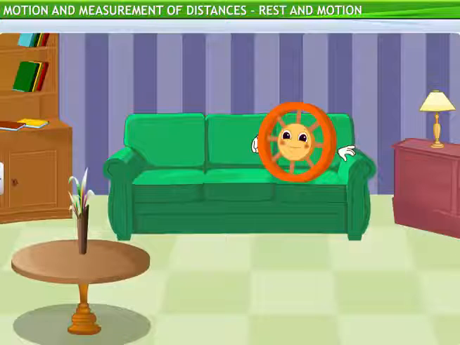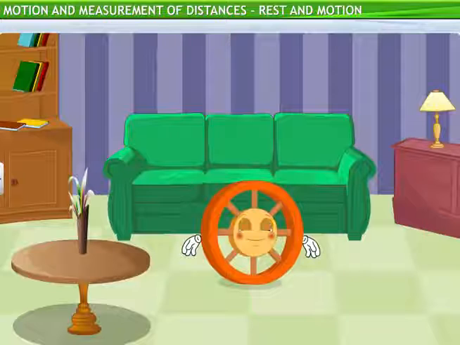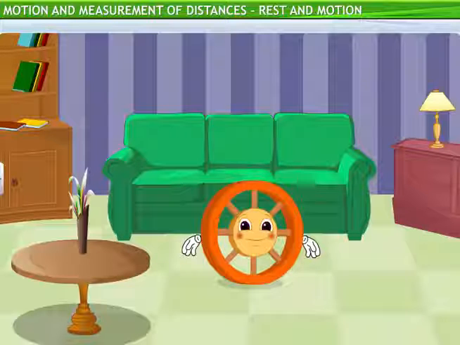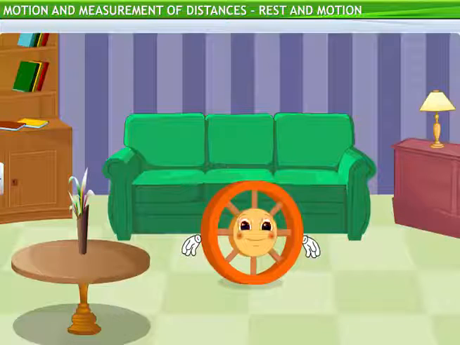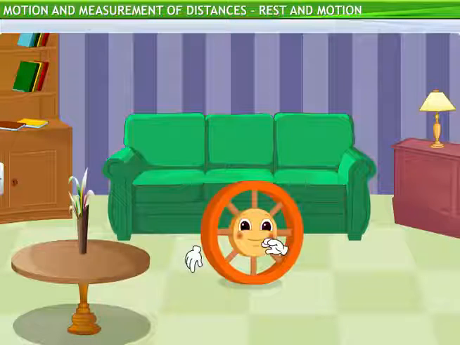Welcome to the lesson on rest and motion. I'm Wheels, and I'm here to visit my friend, Billy. By the way, this is a surprise visit. I can't wait to see him.